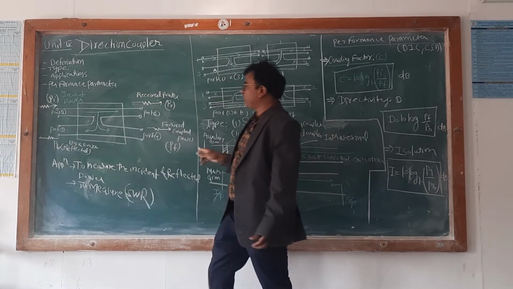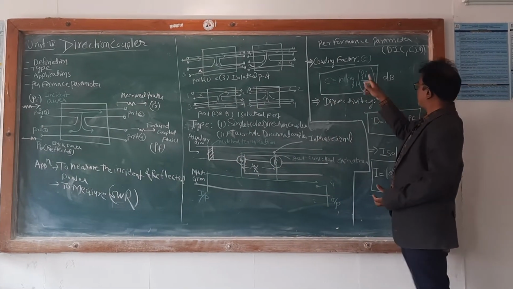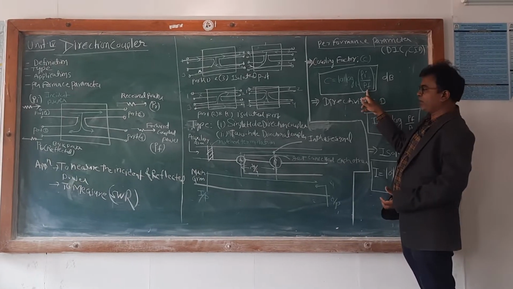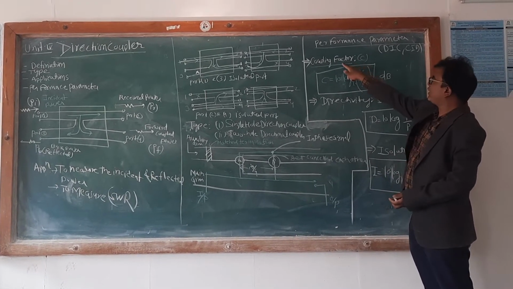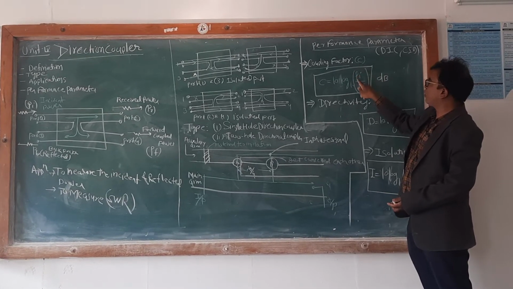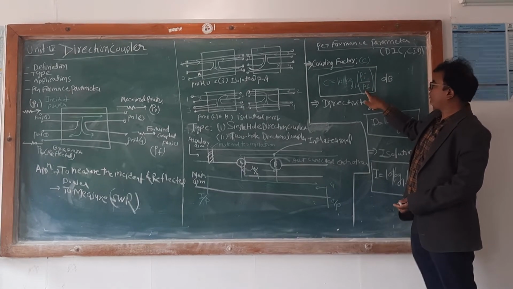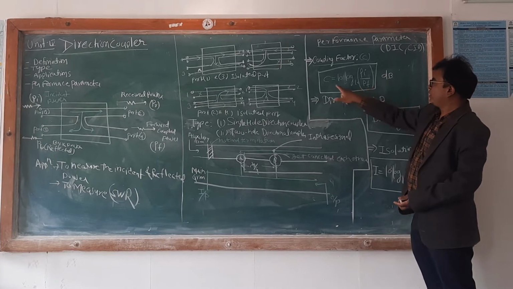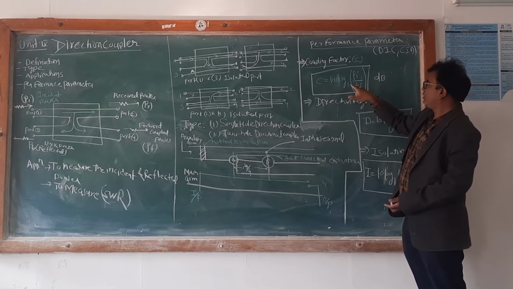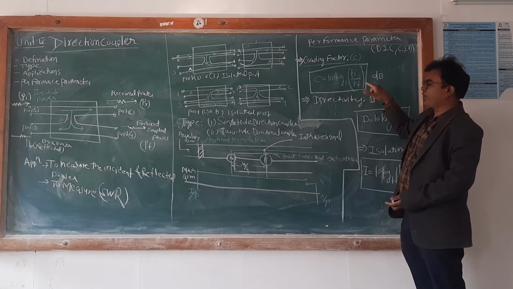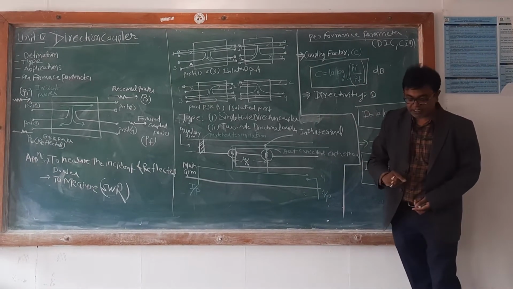Whenever you take the ratio of incident power to forward coupled power, this is called the coupling factor. So the coupling factor is defined as the ratio of incident power upon forward coupled power. So the coupling factor C is equal to 10 log of Pi upon Pf. Similarly, we can define the directivity.